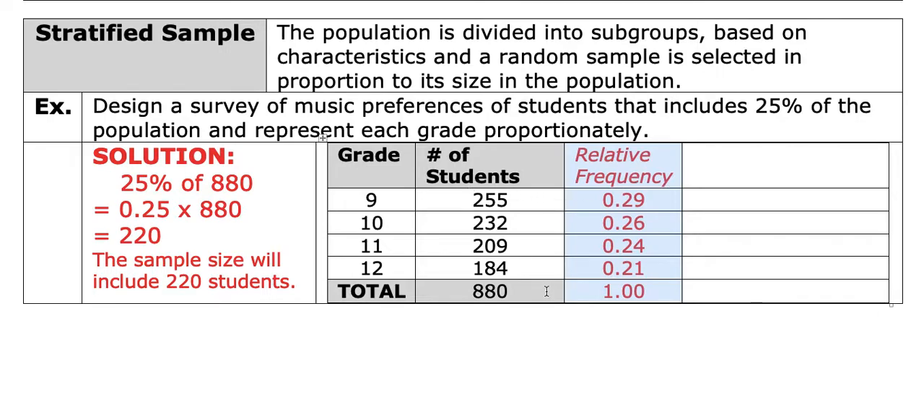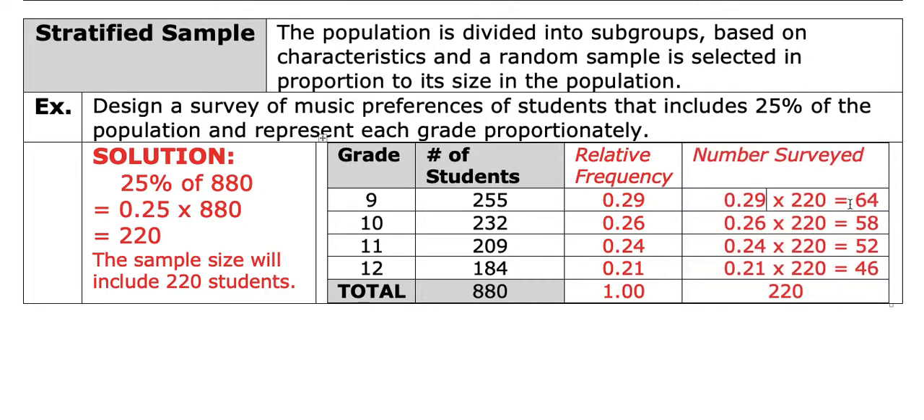This is done by taking 255 divided by 880, and that is, as a decimal, 0.29. We can take the 0.29 times the number of votes, because that will give us 29% of the total number of votes. And therefore, that's 64 for this group, and the same strategy or technique is used for each of the different groups.